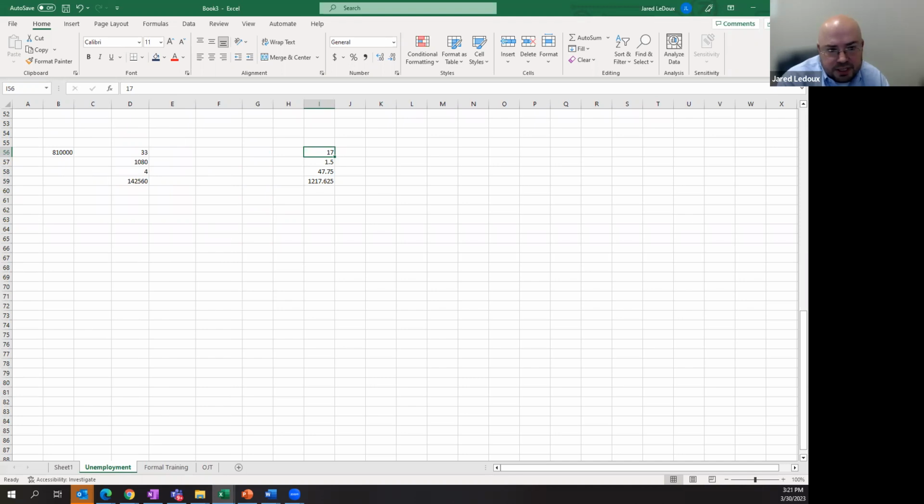Travel and moving expenses. It references that travel expenses are $125 per applicant. So 4 applicants per hire, 1,080 hires, times $125. 4 applicants times 1,080 hires times $125 is $540,000 just for those travel expenses.